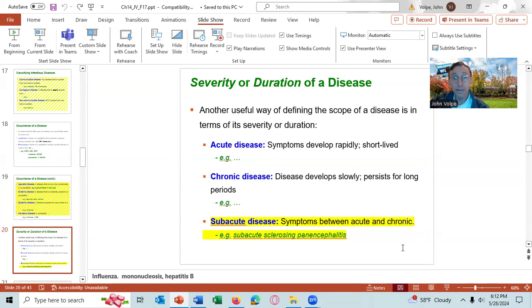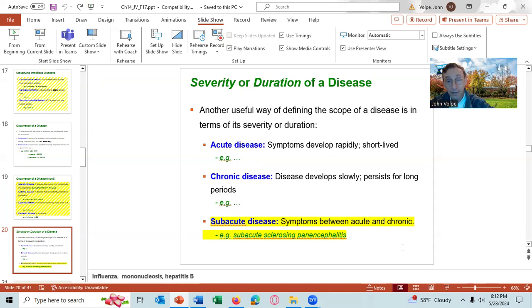All right, when we're talking about disease, it's important to talk about the severity or the duration of a disease. It's a useful way of defining the scope of a disease to talk about its terms of severity or duration. We can split diseases into two categories, an acute disease and a chronic disease. An acute disease is a disease where the symptoms develop rapidly, the disease is short-lived, and then the disease goes away. A classic case of an acute disease is the human cold.